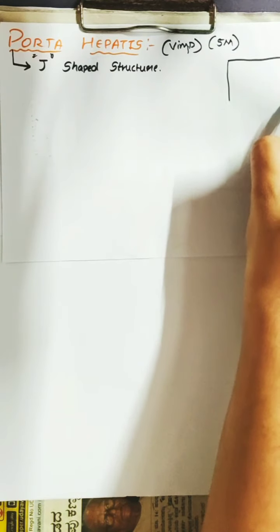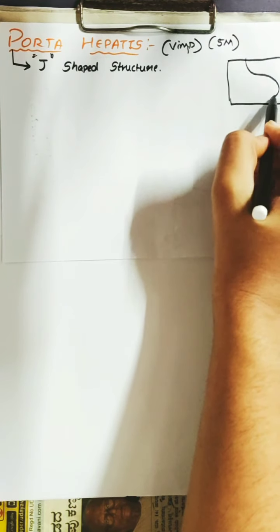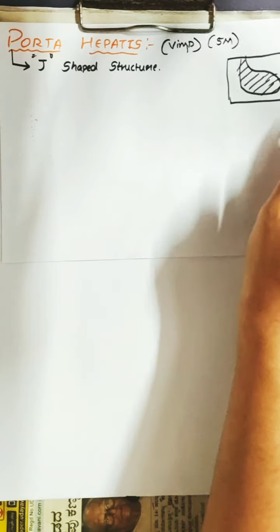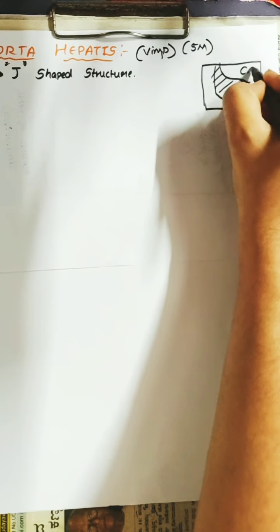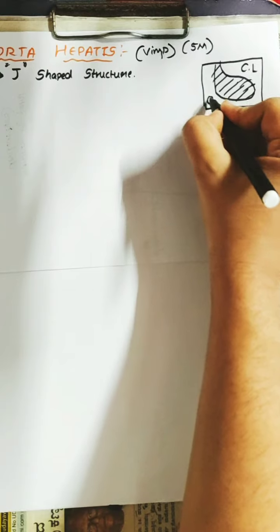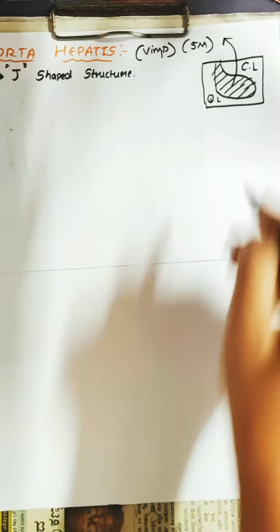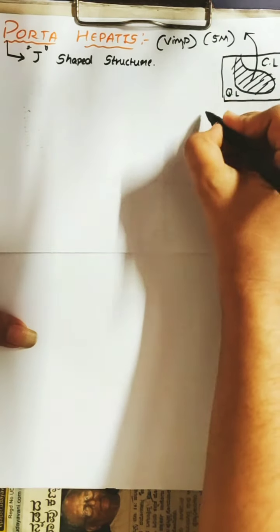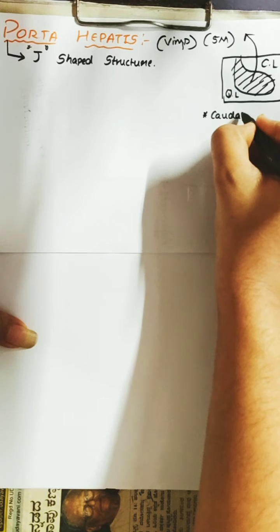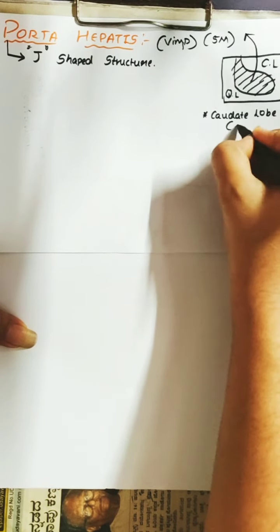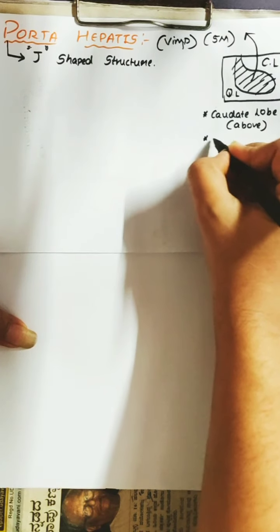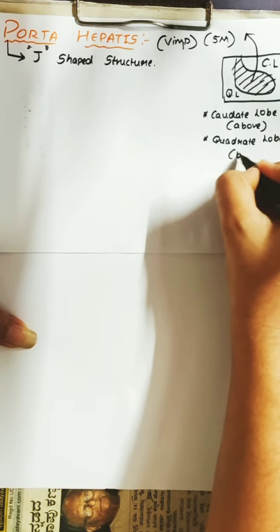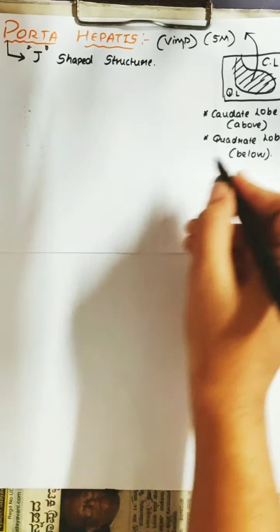As you can see, I'll draw a small diagrammatic representation. So this is the porta hepatis. Okay, this is the porta hepatis, and there is the caudate lobe present above it and the quadrate lobe present below it. Caudate lobe above, and quadrate lobe below. So this was the representation.